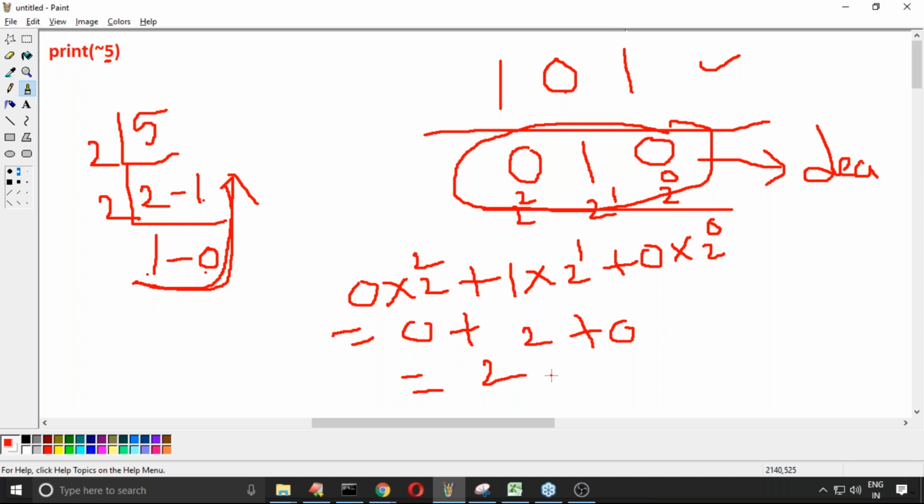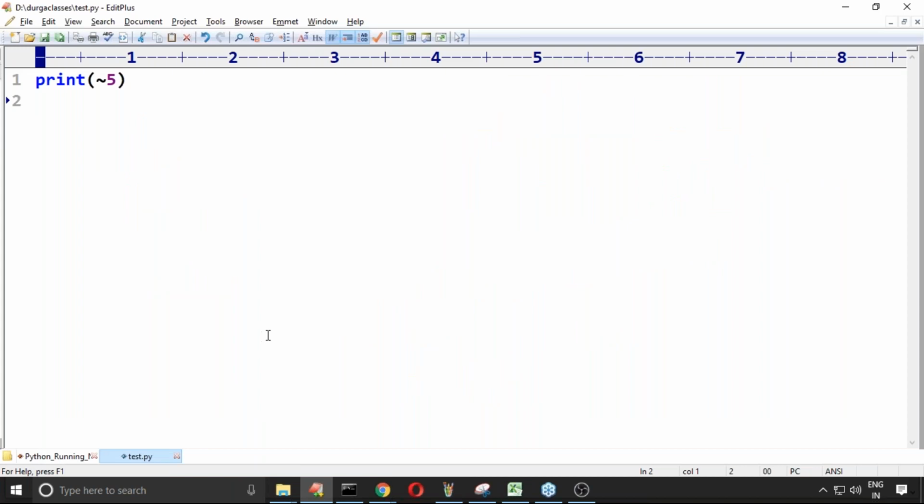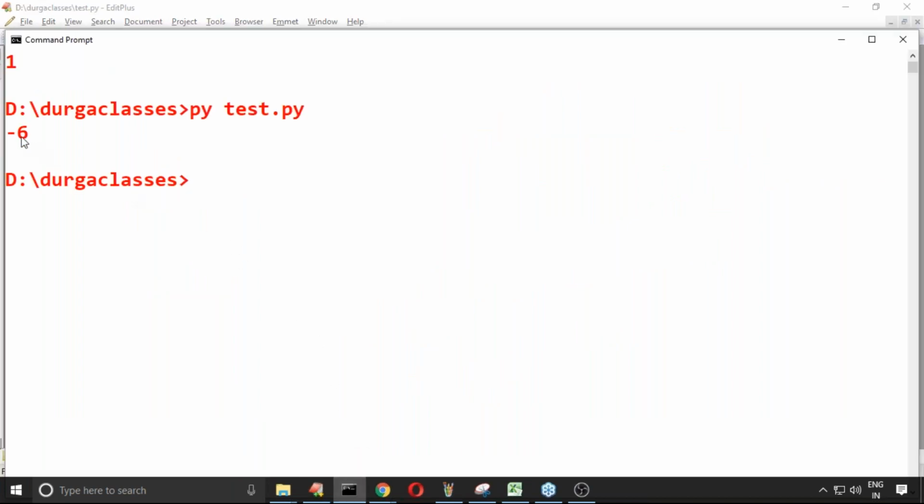Okay, now clear? Observe. So negation of 5 means I'm expecting 2 as the answer. But now my question is, why are we not getting 2? Actually my expectation is 2, but whenever I executed, by default we are getting minus 6 as the answer. We are not getting 2, we are getting minus 6. What is the reason for that?